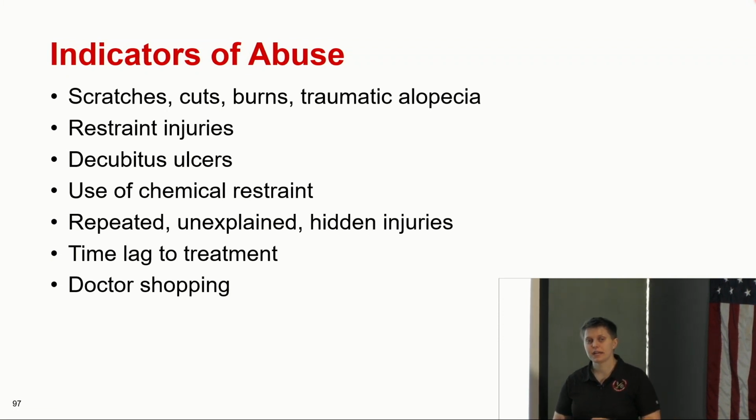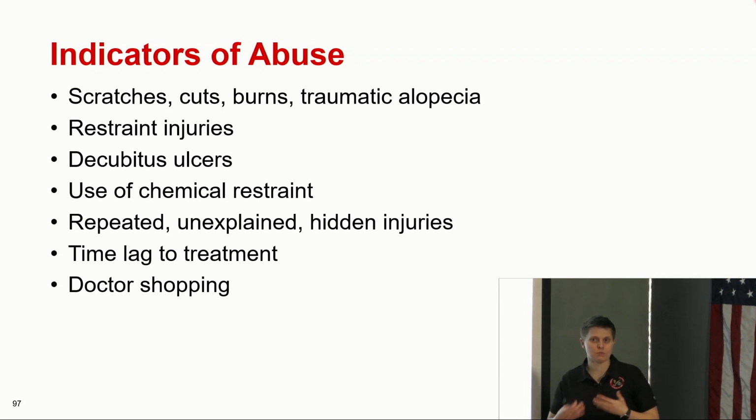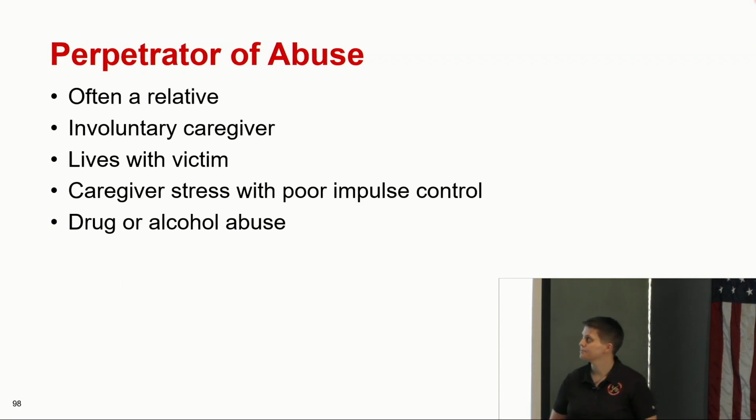Repeated, unexplained, or hidden injuries. Any kind of time lag to getting treatment. So again, this isn't an absolute, right? Someone may delay when they seek care for any number of different reasons, but a patient not getting care for a particular complaint may be a sign of abuse or neglect. And then doctor shopping on the part of caregivers to avoid someone catching on to some of these patterns may be a sign of abuse or neglect.